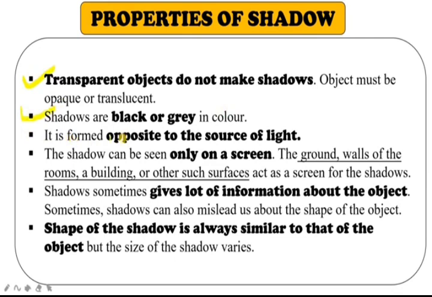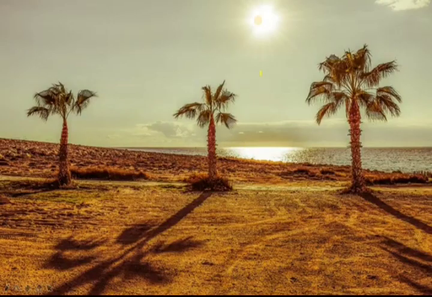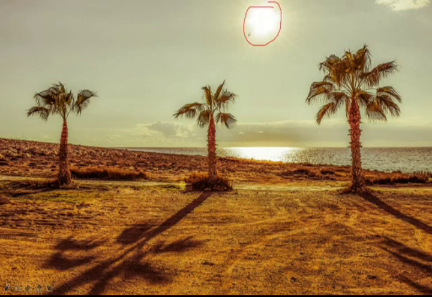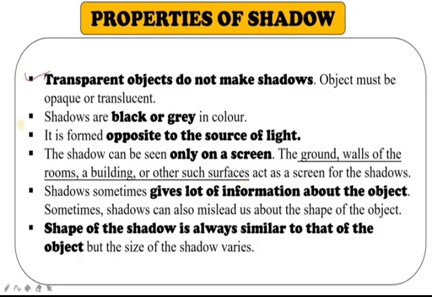And it is formed opposite to the source of light. The next property: it is always formed opposite. If the light comes from the back, it is falling on the front of the opaque material, right? If it is coming from the opposite side, the shadow will be formed on the next side. It is formed opposite to the source of light.